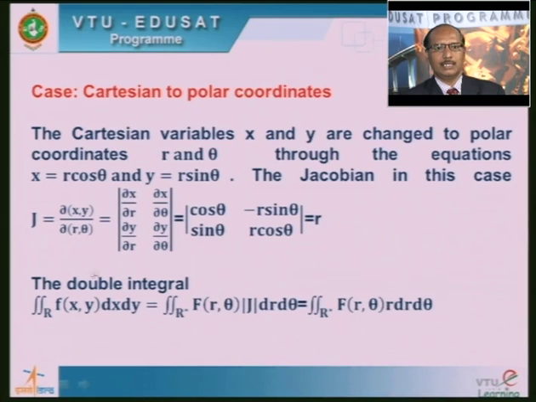So, the double integral over the region R of f(x, y) dx dy is reduced to f of r, theta, which becomes a function of r and theta. So, dx dy is replaced by r dr d theta.